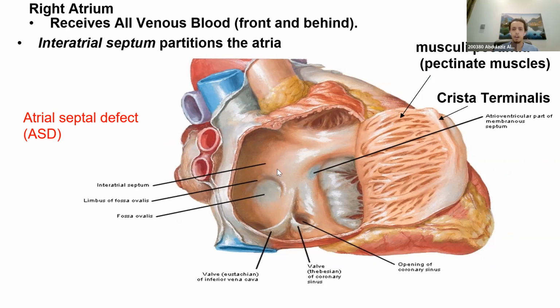And over here, we can see that the posterior wall of the right atrium is smooth and the anterior wall is made of these pectinate muscles, these rough pectinate muscles. In between them, we have something called the crista terminalis. These are all just anatomical landmarks that you have to familiarize yourself with.